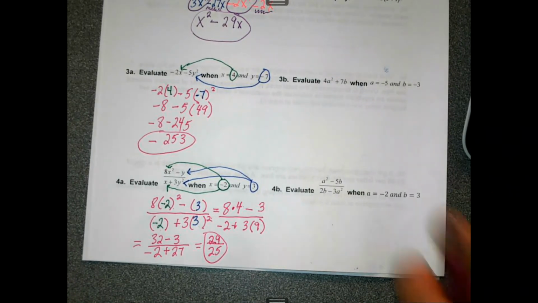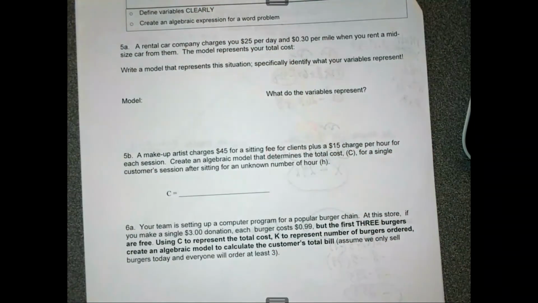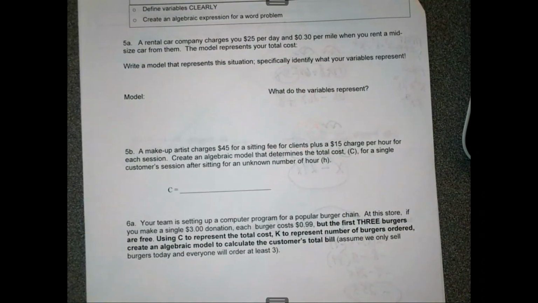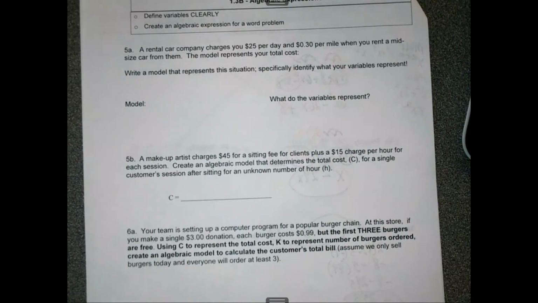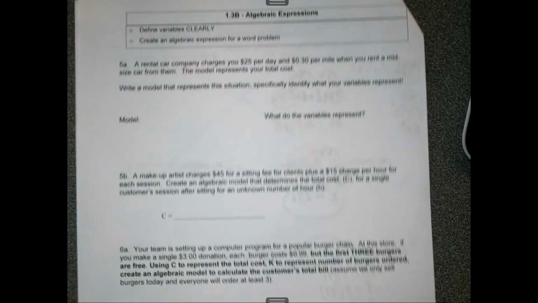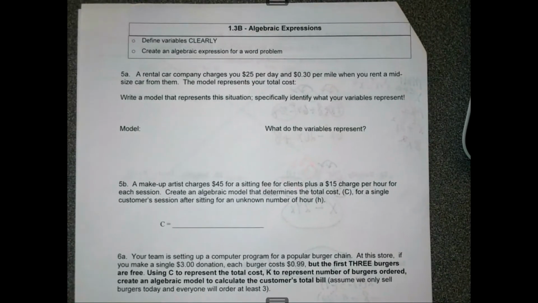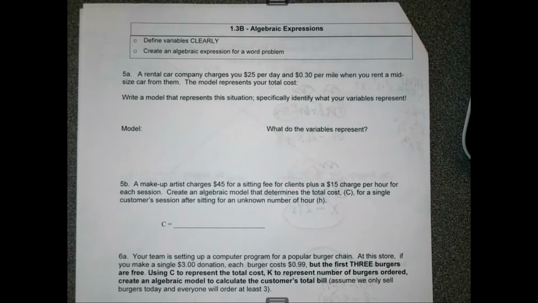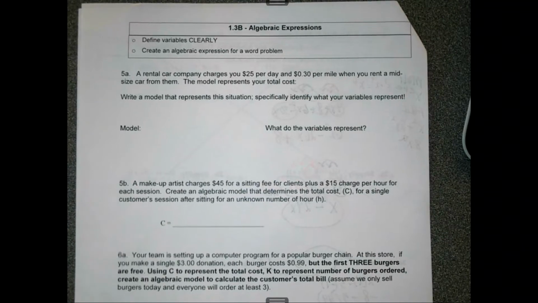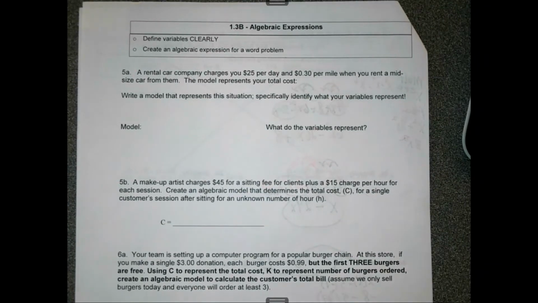All right. Oh, and then we did word problems. Yay. A rental company charges you $25 per day and 30 cents per mile when you rent a mid-sized car from them. The model represents your total cost. Write a model that represents this situation. Specifically, identify what your variables represent.